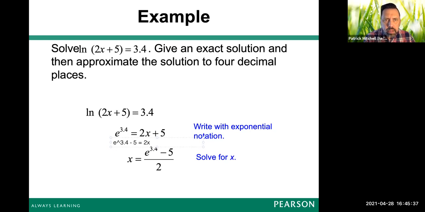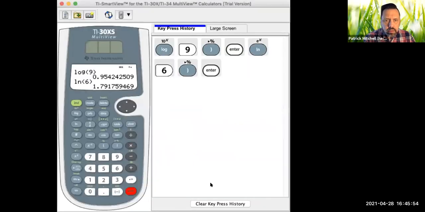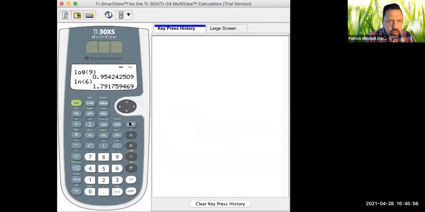Sorry, I'm trying to find my mouse here. There we go. All right, now for this one, I think it would be worth switching over to the calculator to show you how they get this approximate solution. So let's go back to the calculator. Let me clear out some of this stuff. Okay, so we're trying to evaluate e to the power 3.4, subtract 5, and then all over 2.